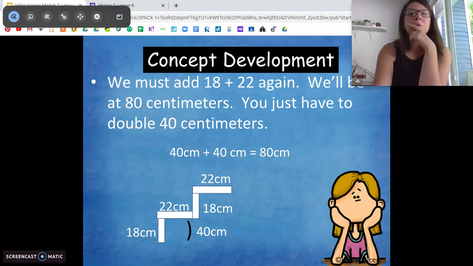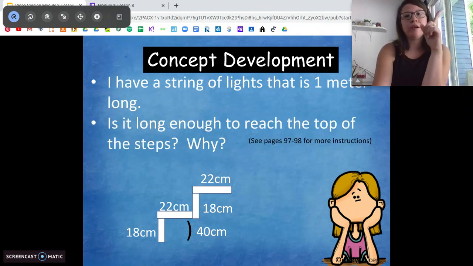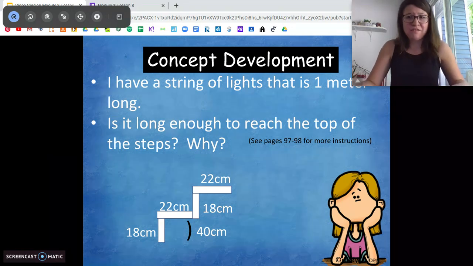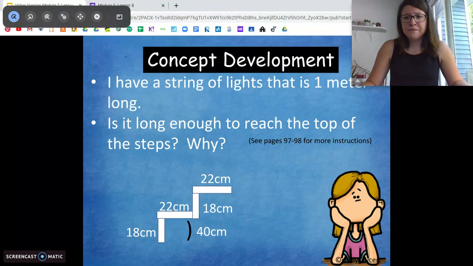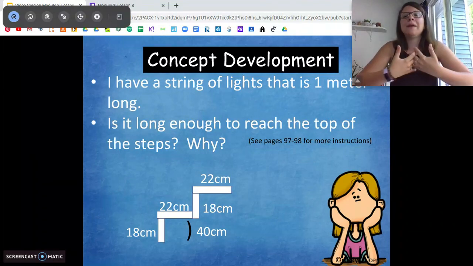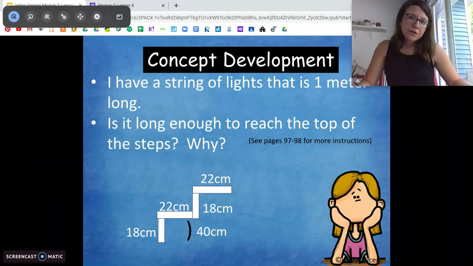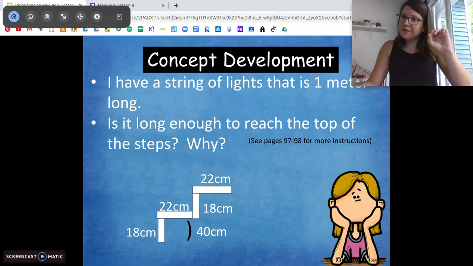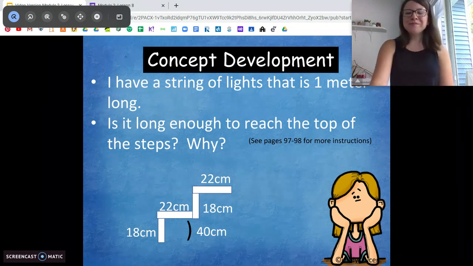Awesome. Now, when I went to the store, all they had was 1 meter string of lights. Is that going to be enough? Talk to somebody at home. So we measured all the stairs. It's 80 centimeters. I bought a string of 1 meter. Do you think that's enough string lights to cover my stairs? Yeah, good. It is. Because 1 meter is how many centimeters? 100, right? And it's only 80 for my stairs, so I have about 20 extra centimeters left over. It's definitely enough. Awesome. Thanks for your help.